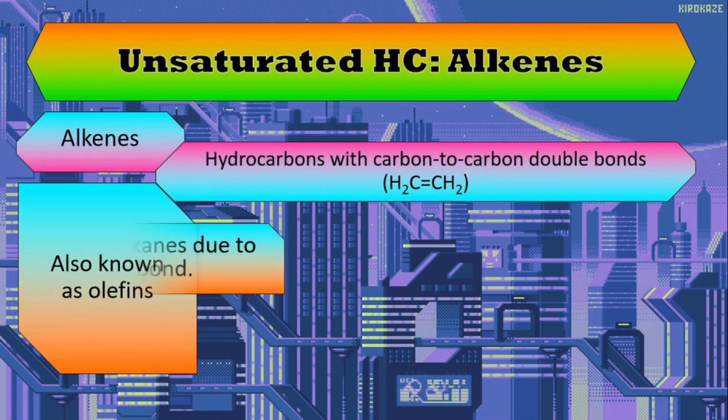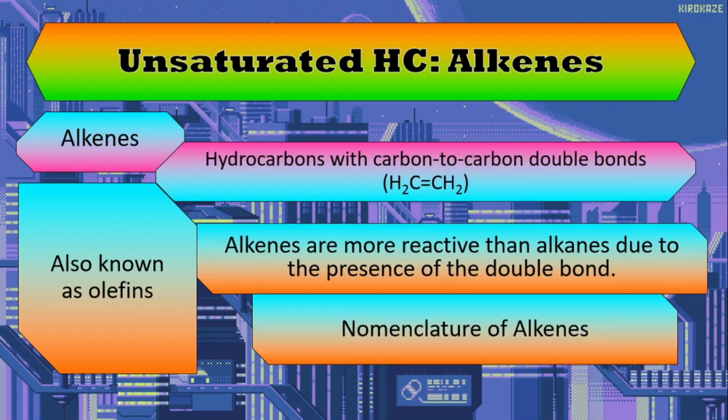Unsaturated hydrocarbons. Alkenes. Alkenes are hydrocarbons with a carbon-carbon double bond. Alkenes are also known as olefins. Alkenes are more reactive than alkanes due to the presence of the double bond.